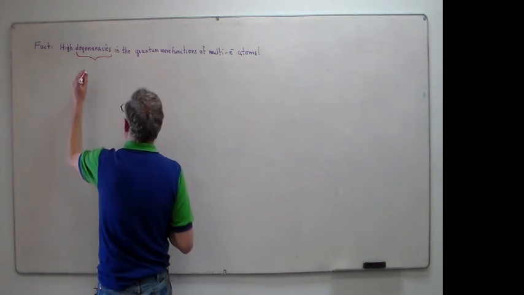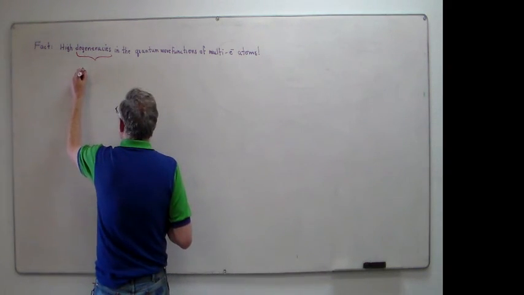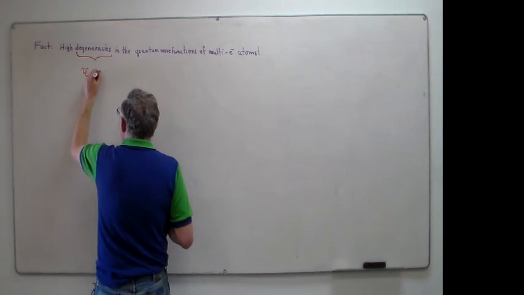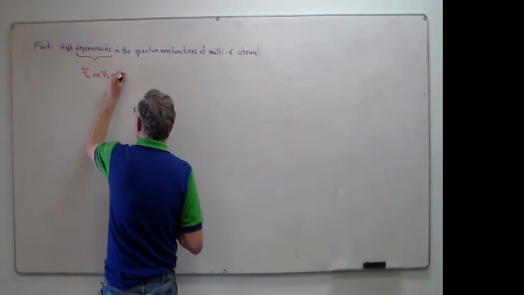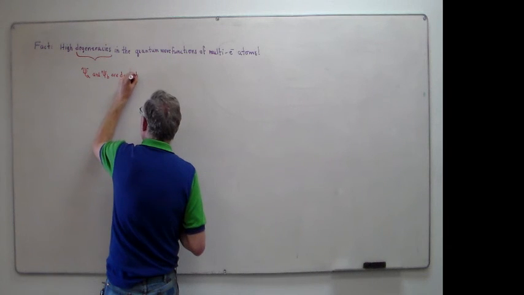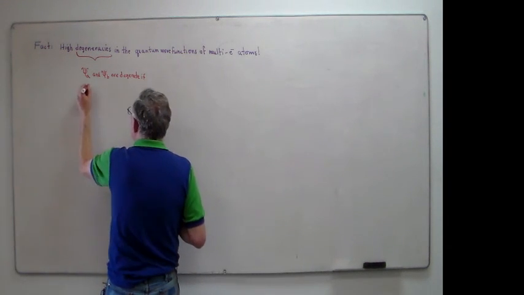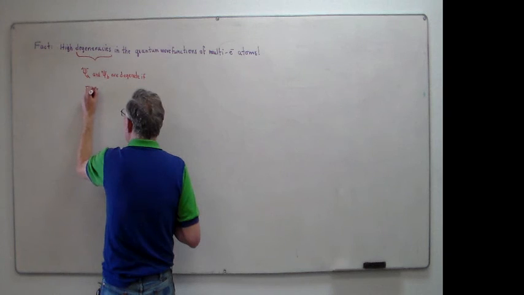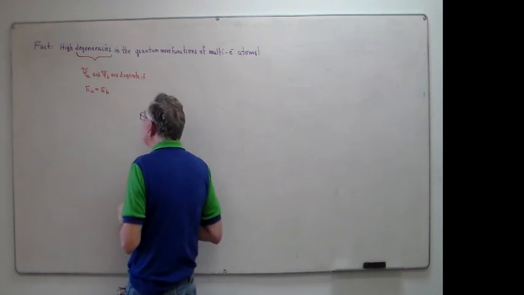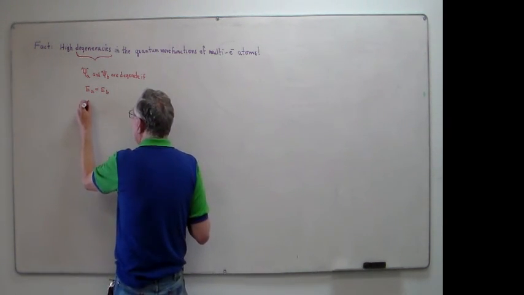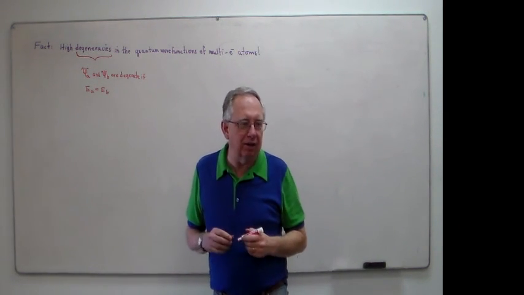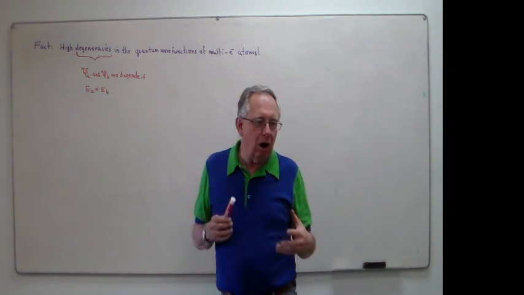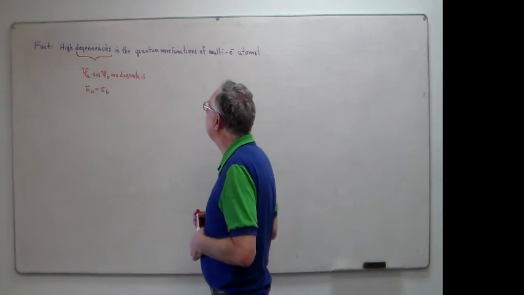What it does mean is psi A and psi B are degenerate if EA equals EB. So different wave functions that have the same energy are degenerate wave functions, okay?